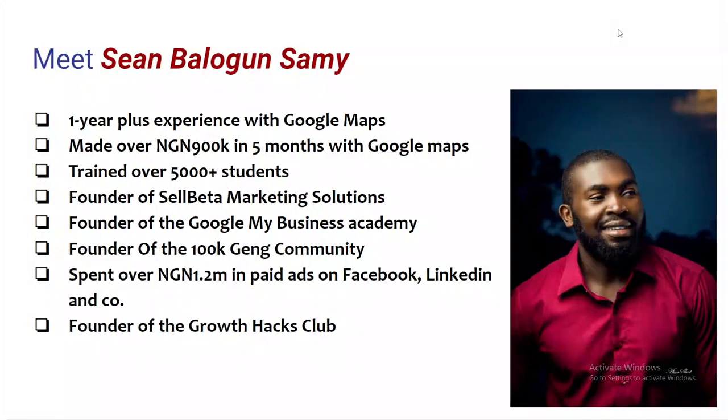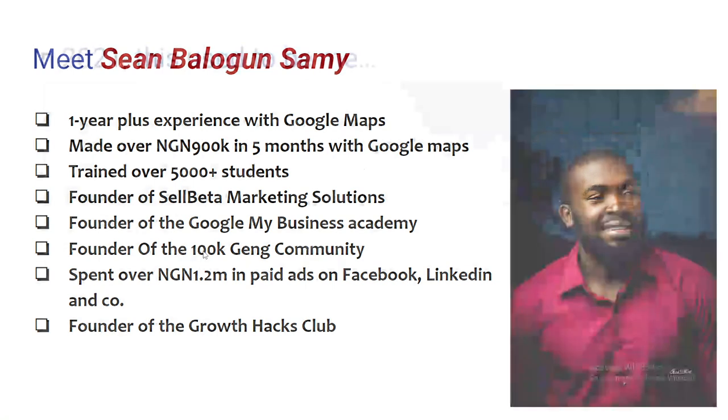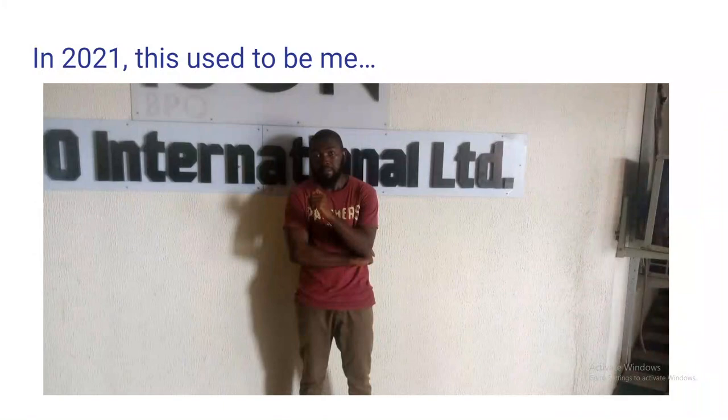All right, let's start with this one. So this is an example about myself 1 year plus ago, and these are just a summary about myself. I decided to do it in a summary way, but let's look at a proper example. In 2021, this used to be me. This used to be me. This used to be me.